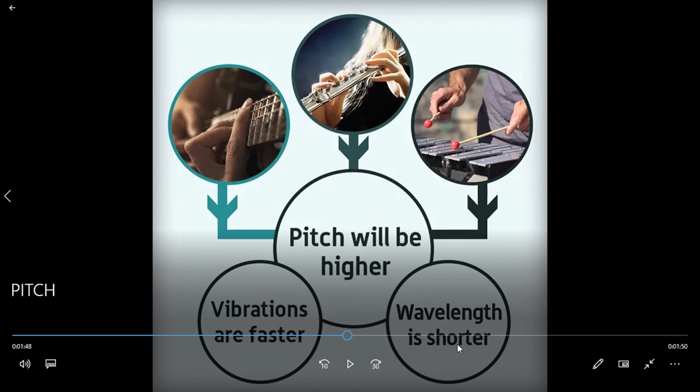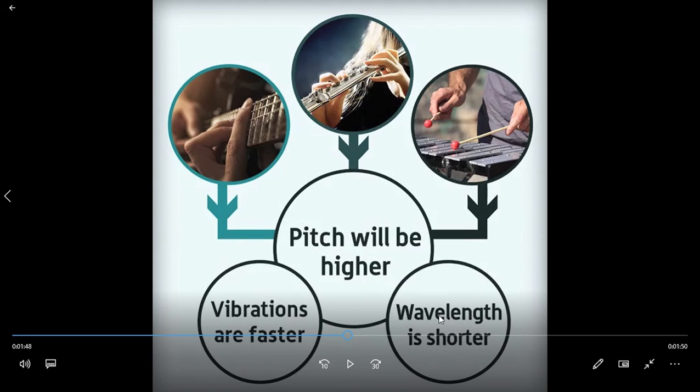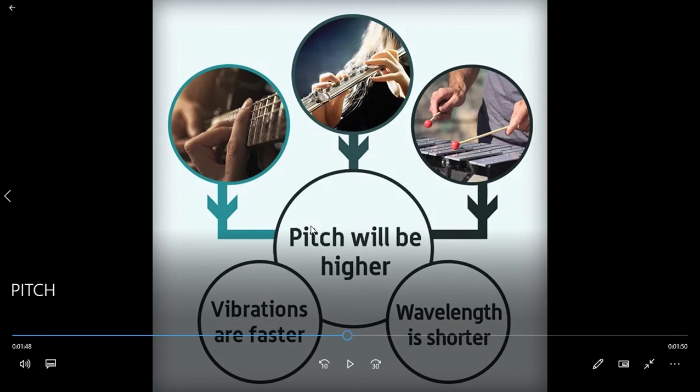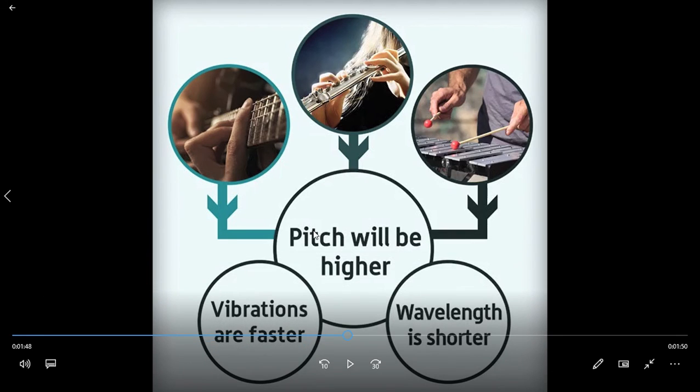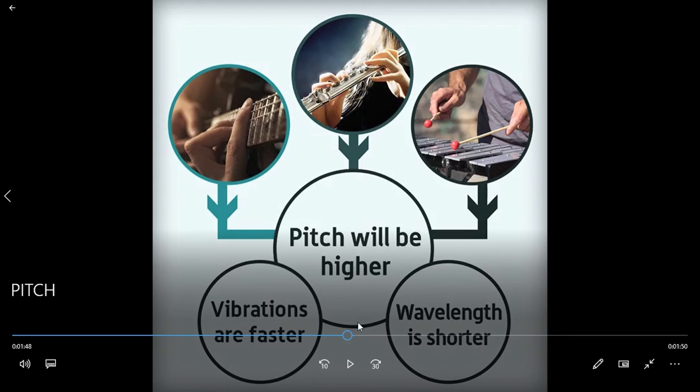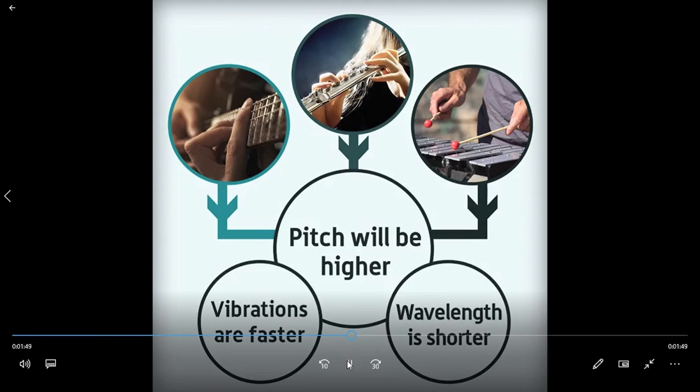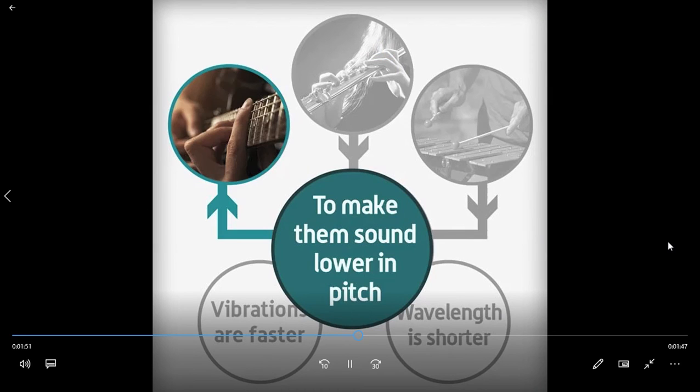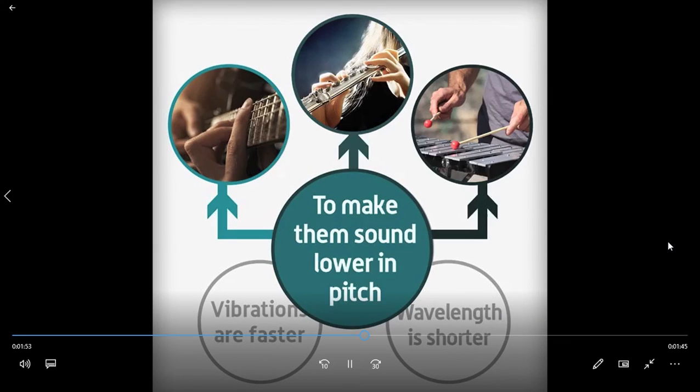So shorter wavelength means what? The frequency is higher. So less wavelength means more frequency, right? So pitch depends on the wavelength or the frequency of the wave, and loudness depends on the amplitude of the wave. To make the instrument sound lower in pitch, we lengthen the string, tube or tuned bar.